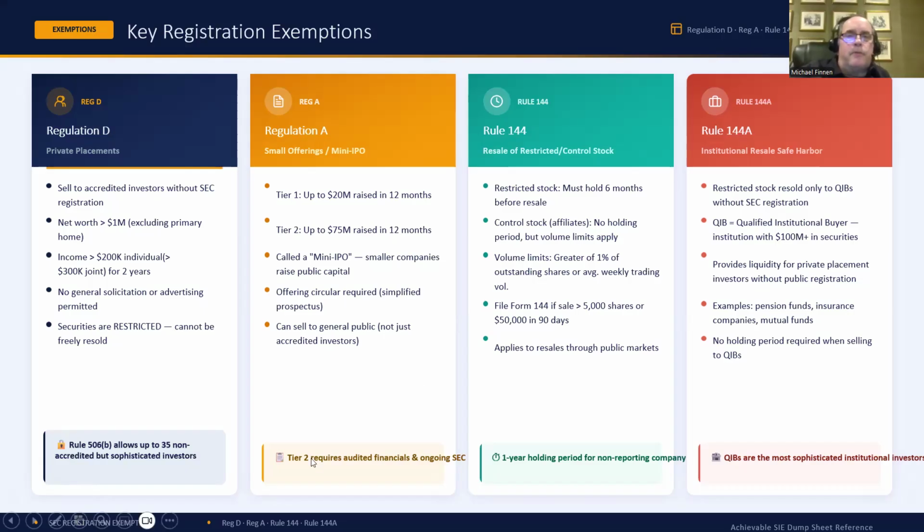So now let's talk about some key registration exemptions. These four up here are basically ways that you don't have to register with the SEC. And these are primarily about pre-public offerings or small public offerings. So let's talk about the first one, Reg D.